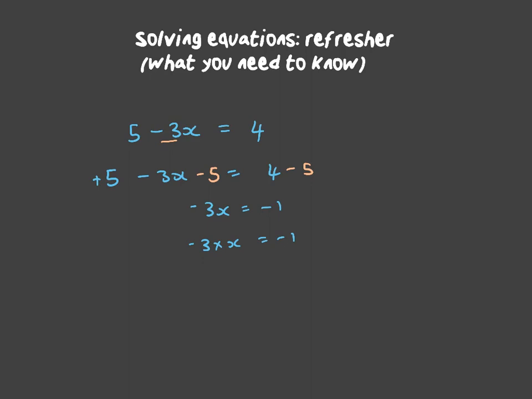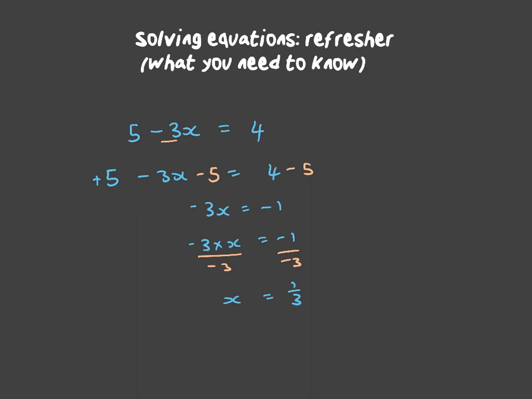How do I get rid of the negative 3 times by? Well, I would divide by minus 3, right? You would divide by the coefficient to get a coefficient of 1. So here you would divide by negative 3, and you would divide by negative 3. So therefore, x is going to be equal to, and what is minus 1 divided by minus 3? That is equal to positive a third.